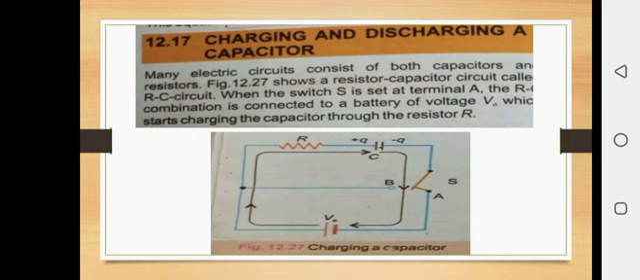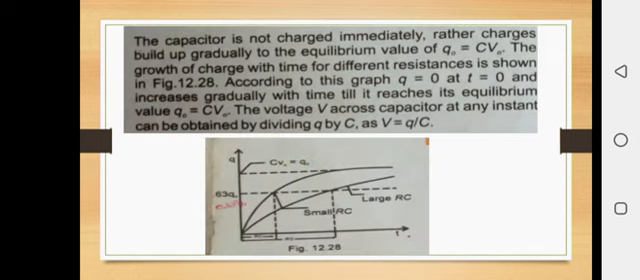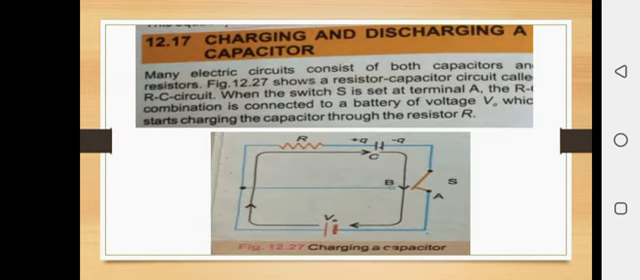In this RC circuit, this is a resistance and there is a capacitor. This capacitor has two parallel metallic plates, so it is a parallel plate capacitor, with plus Q charge and minus Q charge. This positive plate is connected with the positive terminal of the battery, while the negative is connected with the negative terminal of the battery. There are three terminals, A, B and this S.